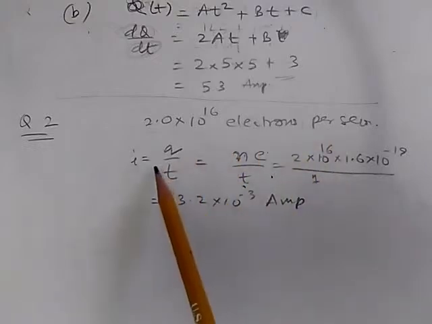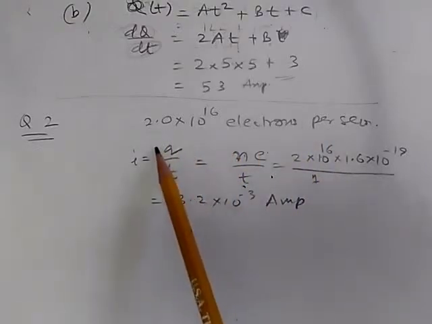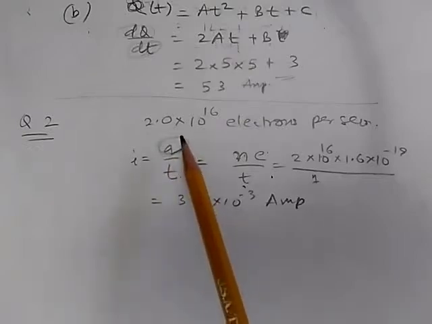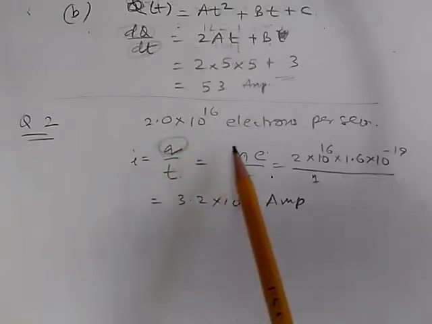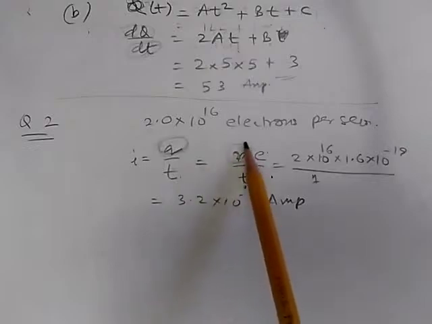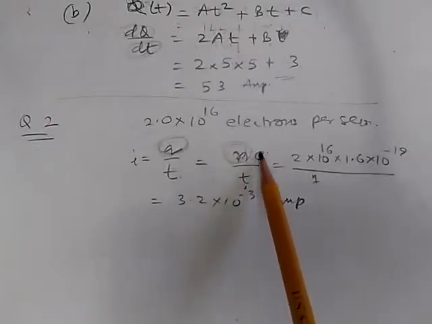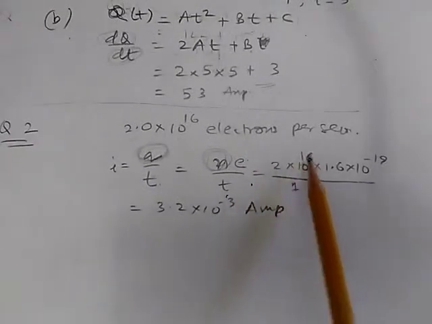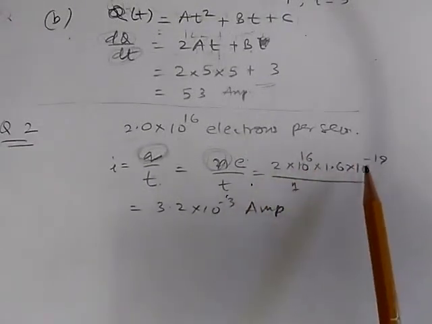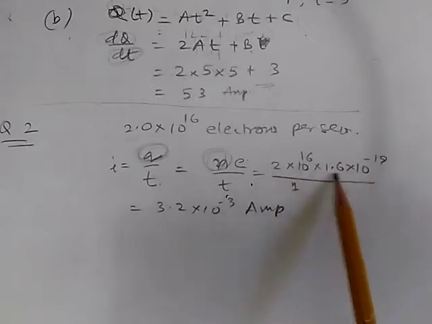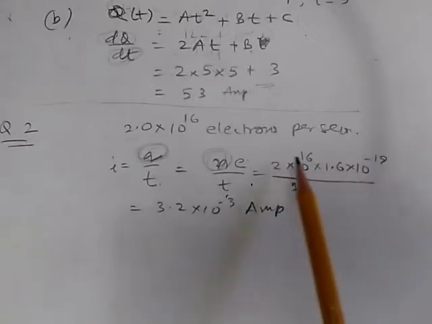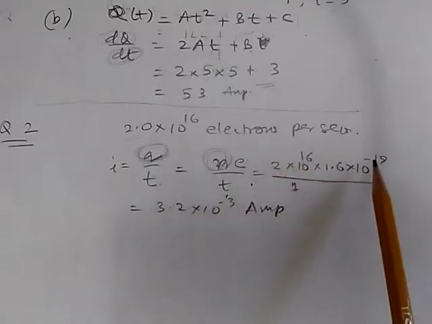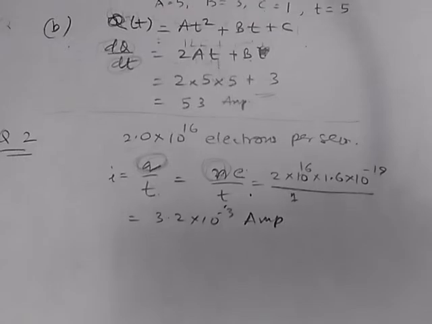To find the current, we need to find how much charge passed through that cross section in unit amount of time, and that amount of charge will be the number of electrons we counted multiplied by the charge on each electron. We counted 2 into 10 to the power 16 electrons, so the total charge will be this multiplied by 1.6 into 10 to the power minus 19. 16 into 2 is 32, so that is 3.2 multiplied by 10 to the power minus 3 amps.